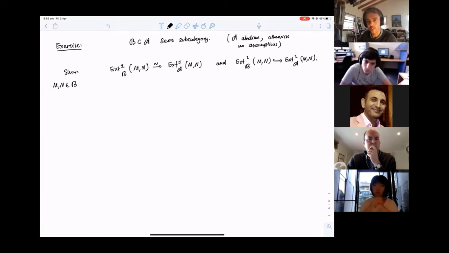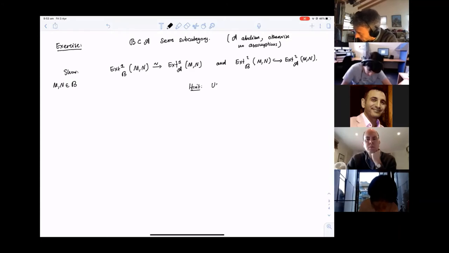Okay, and this is exactly the issue that we were confronted with last time with perverse sheaves. When we have an X2, we no longer know that the middle terms in the Yoneda extension actually lie in B, and that's the crucial issue. Okay, and so a hint is use, remember we had this condition last time, effaceability plus long exact sequence.